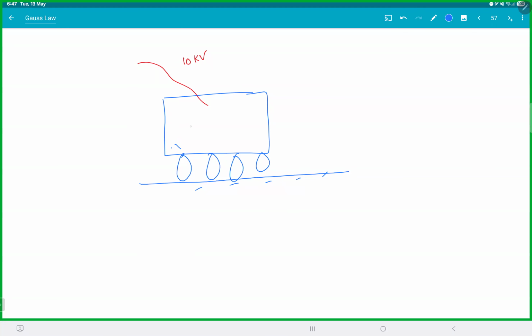The thing is, as long as you sit inside, what will happen? Say you touch here. Now, I agree, this is 10,000 volts, but what you're touching is also 10,000 volts. So, what is the potential difference? Zero. So what kills you is not the potential, what kills you is potential difference. Are you getting it?